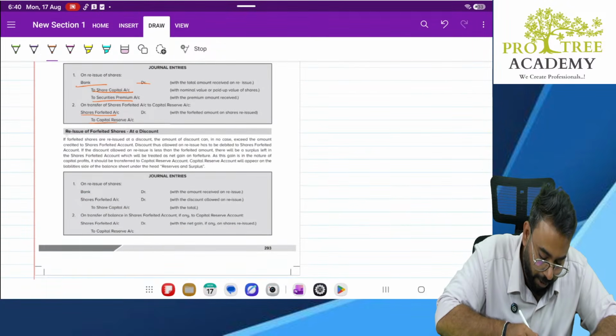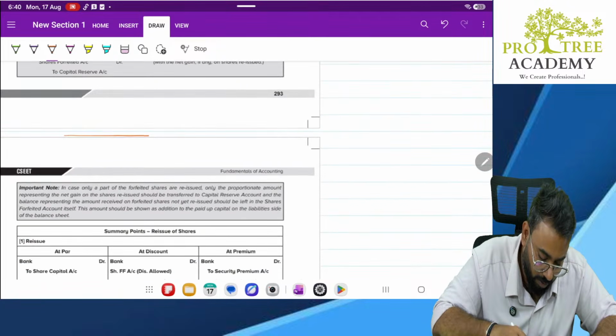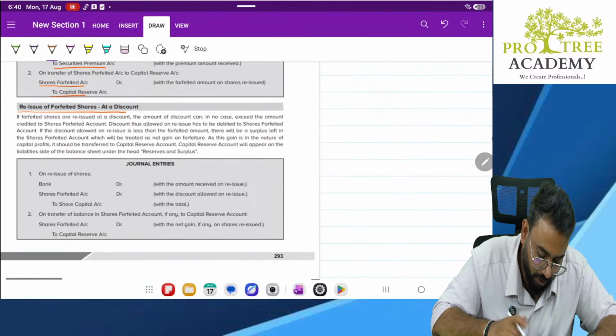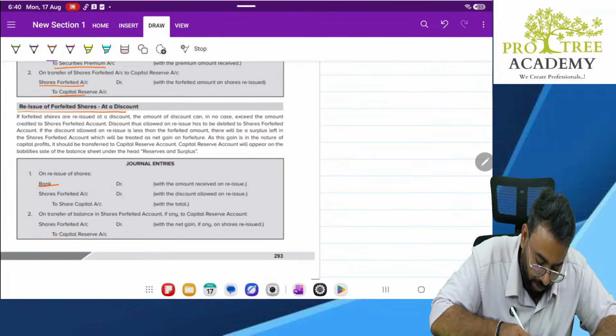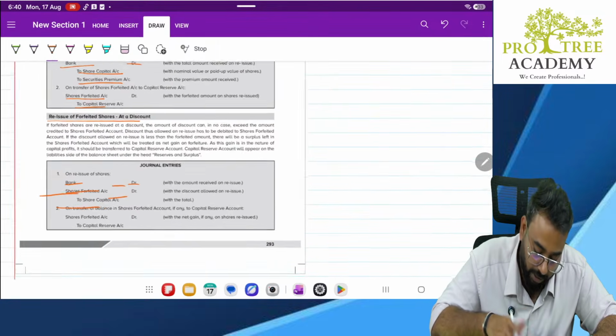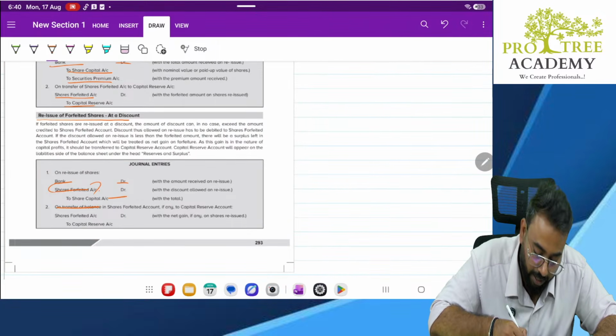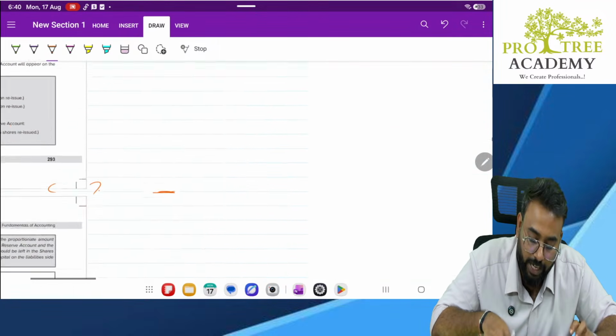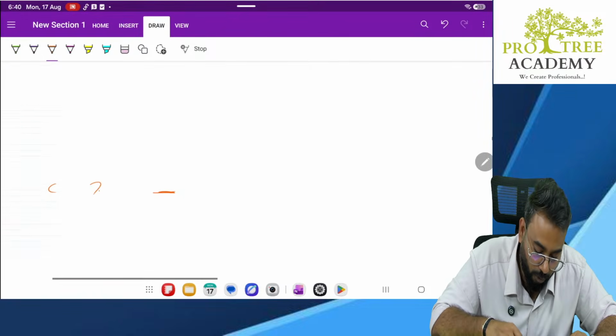Next, if reissued shares are issued at a discount, what will happen? Bank account debit, share forfeited account debit, to share capital. Sir, why are we debiting share forfeited? We are issuing at a discount, no? That discount has to be adjusted from the share forfeiture account.